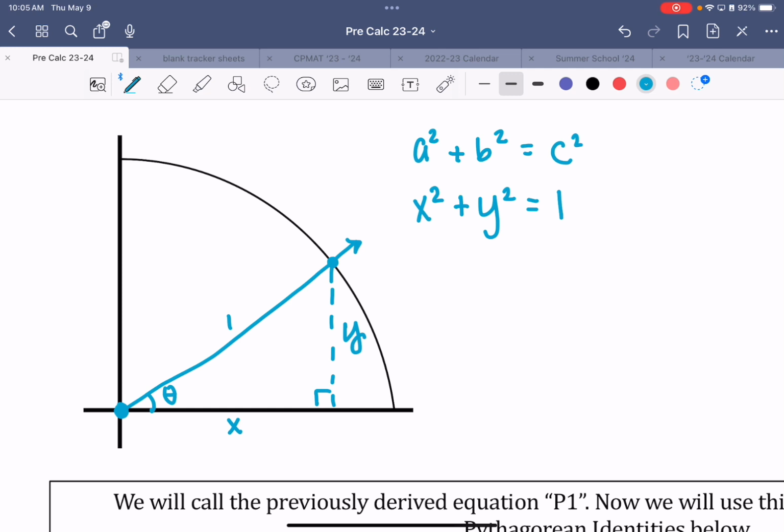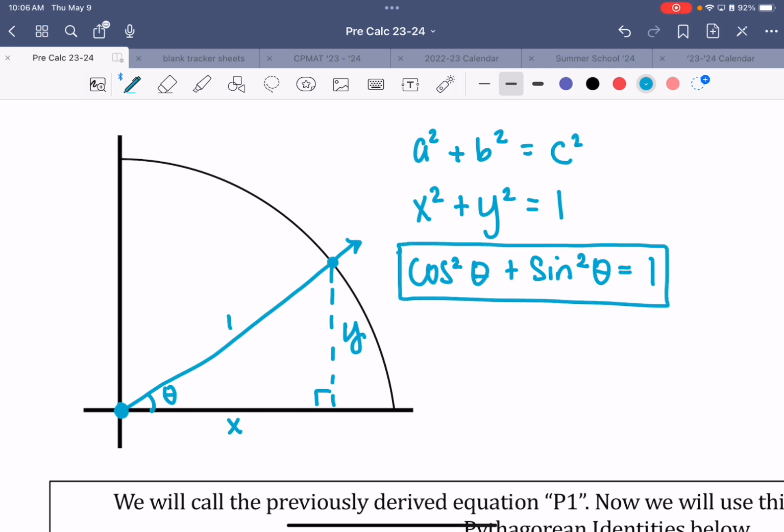But if we want this to be an identity, if you notice all of our other identities in the reciprocal box or the quotient box, they all have a trig function on them. So we want to write this in terms of trig. We know, according to our ratios, that the sine is the same as the y value, and that the cosine is the same as the x value. So instead of writing x, I could write the cosine of our angle. And instead of writing y, I could write the sine of our angle. And now this is written in terms of trig, and this would be P1.